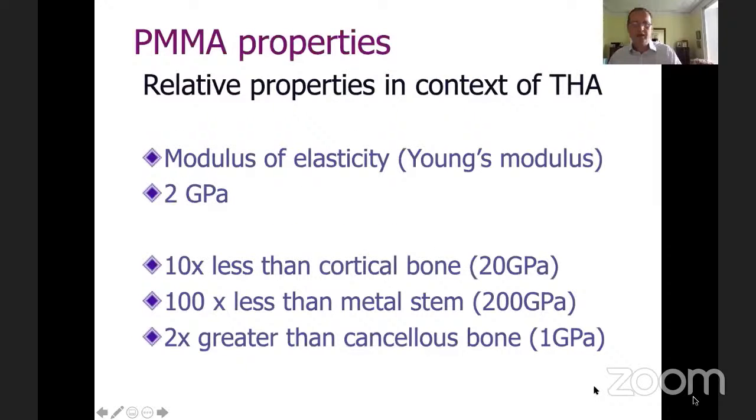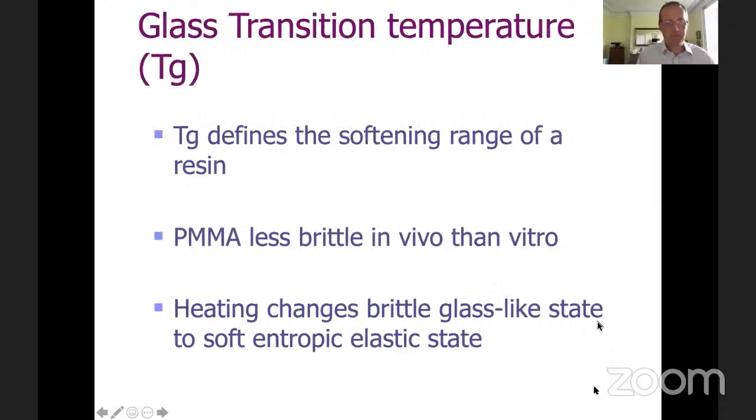Now, the other reason why it is helpful is because of its relative properties in the context of total hip replacement, and that's because it is flexible. It's got a Young's modulus of 2 gigapascals, which means it's less stiff than the cortical bone into which you'll be placing it. It's significantly less stiff than the metal stem that will be sitting in it, but it's more stiff than the cancellous bone. So it acts as a fantastic elastic buffer between those relatively flexible and stiff elements of a total joint replacement.